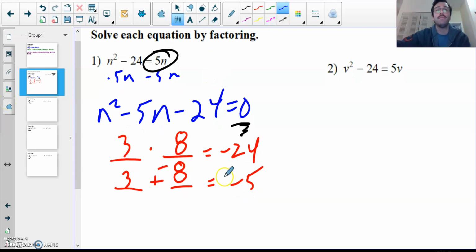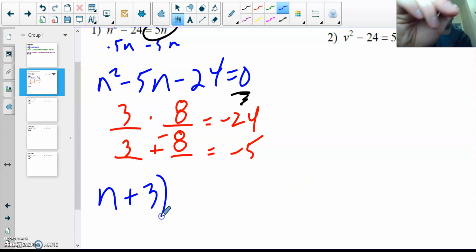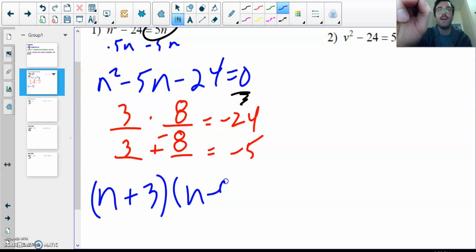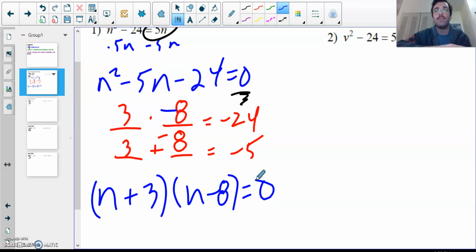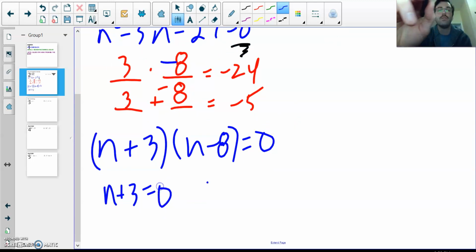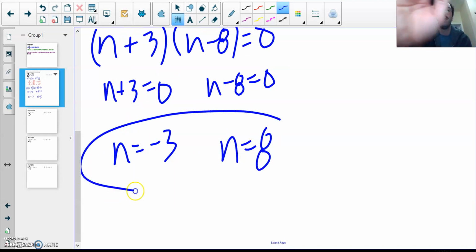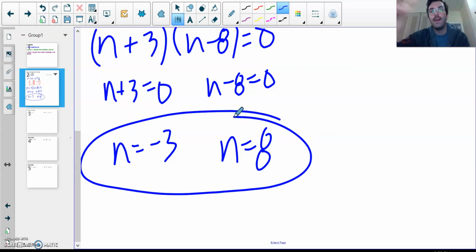Remember, we're not done. I want to express this as n plus 3 times n minus 8, and that's equal to 0. After this step, set each factor equal to 0 and solve for n. I subtract 3, I get n equals negative 3. I add 8, I get n equals positive 8. There are two solutions.